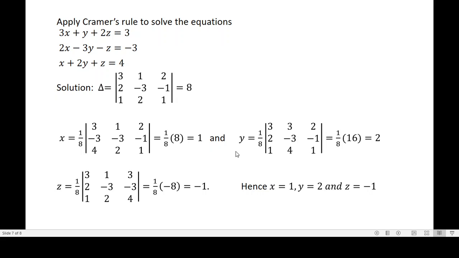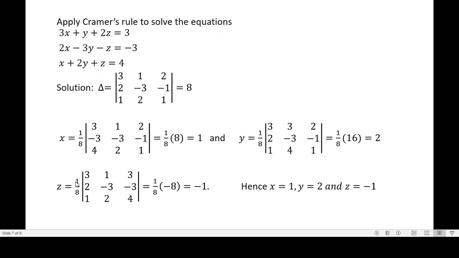Next, find y. In delta, the second column elements are replaced by 3, minus 3 and 4 respectively. Therefore, y is equal to 1 divided by 8 into the determinant 3, 3, 2, 2, minus 3, minus 1, 1, 4, 1. Evaluate this determinant, it is equal to 16. 16 divided by 8 is equal to 2.